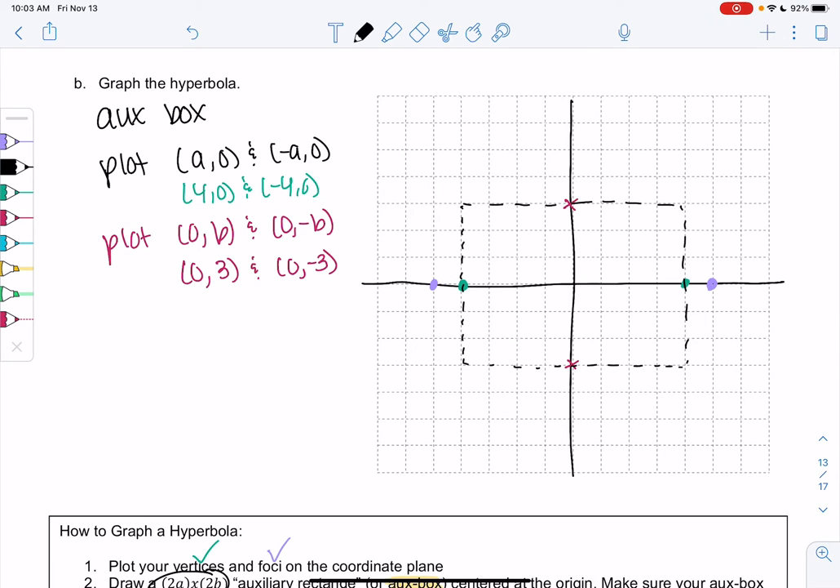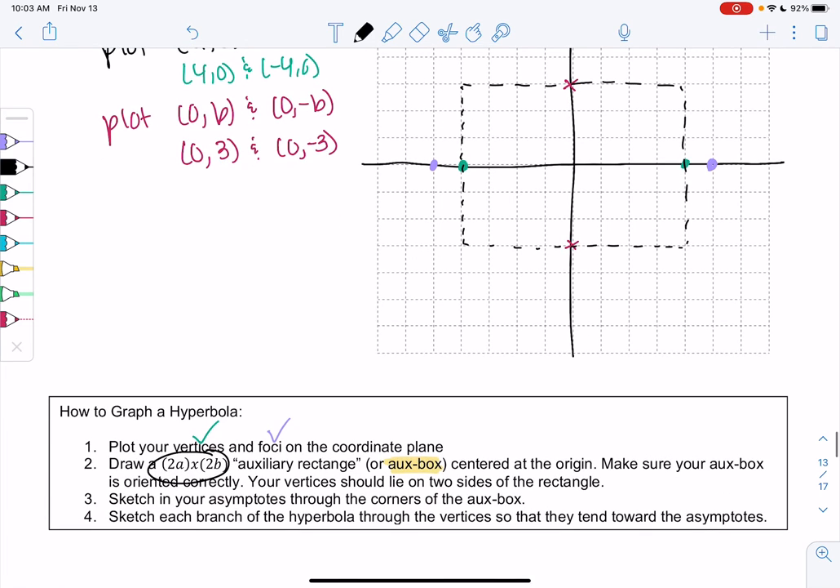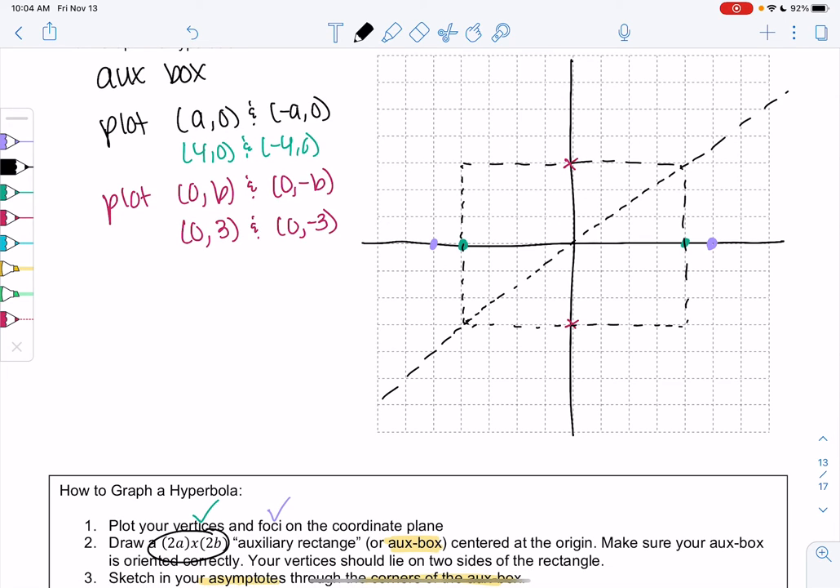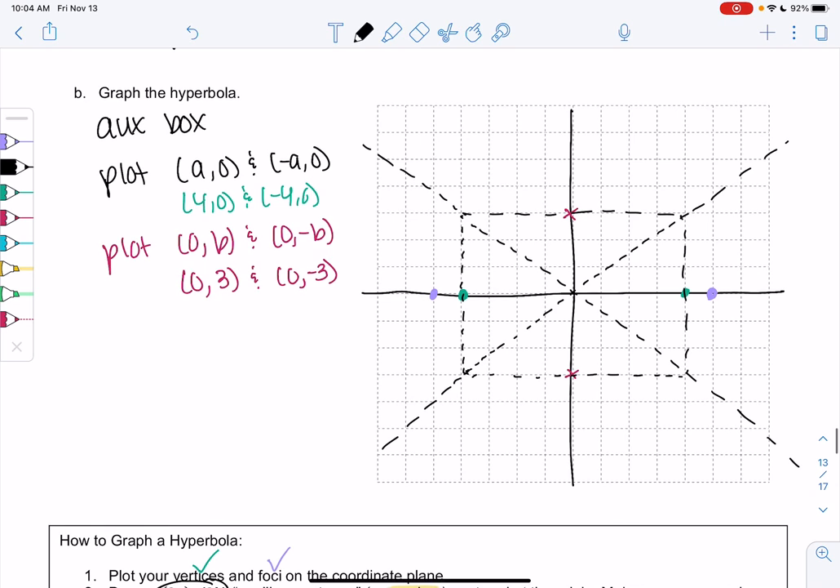And this is going to help me draw the asymptotes. So the asymptotes just go through the corners of the aux box. So we actually don't have to find the asymptotes. The aux box does it for us. So there's one asymptote, and here's my other asymptote. They go through the center and then they go through the corners of the aux box. And then I erase the aux box. We don't need it anymore. So we found the asymptotes without actually finding them.